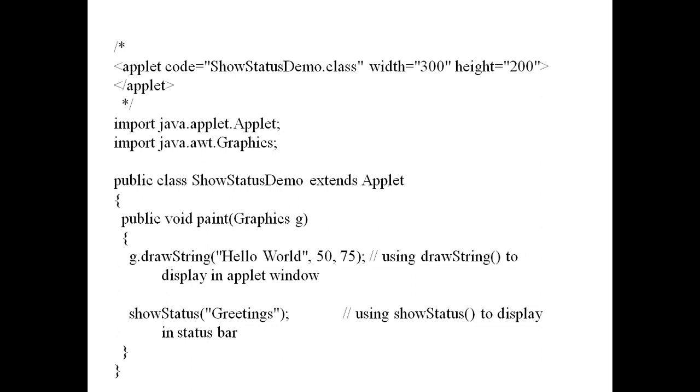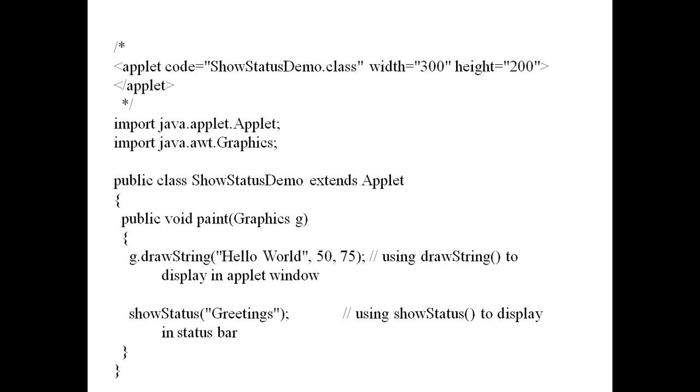I've imported the graphics class also. Then I've created the class. When I create the class, it must be public because the output is shown in the web browser. It should be accessible outside the class. So I've made the class public, and the name of the class is ShowStatusDemo, which is the name that is mentioned in the applet code.